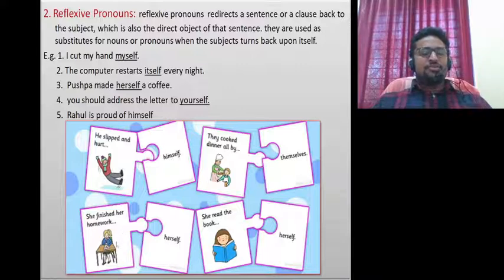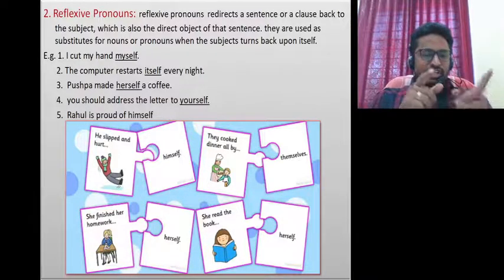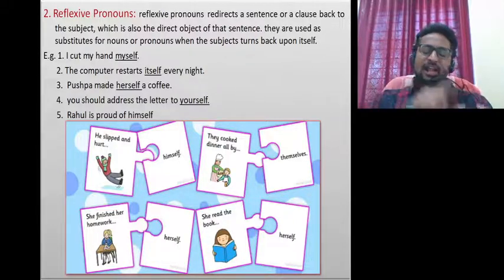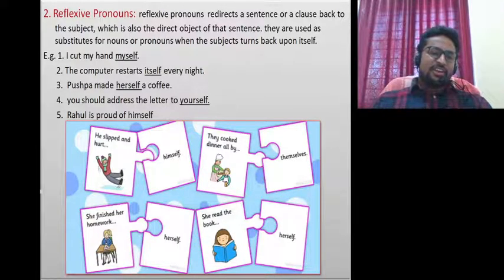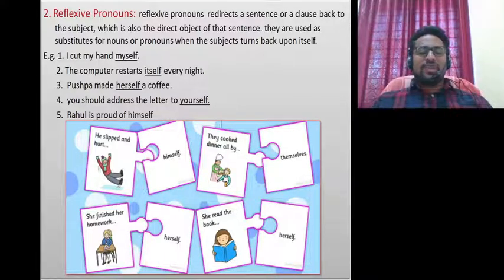She finished her homework herself. Does anybody help you finish your assignments or homework? Nobody helps us. We have to finish it ourselves. So she has finished her homework herself. That action is reflecting back onto the subject. That's why we call them a reflexive pronoun. She read the book herself. I hope you have come to know what a reflexive pronoun is.